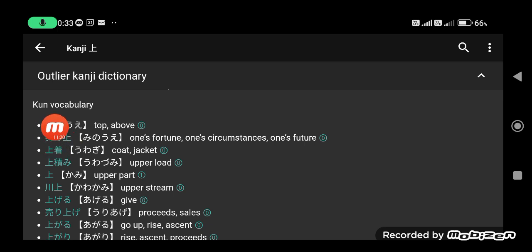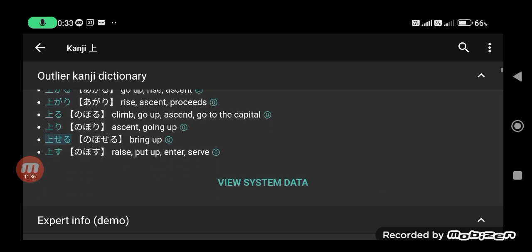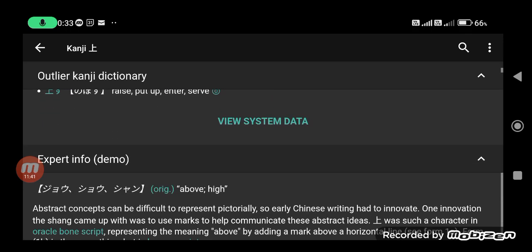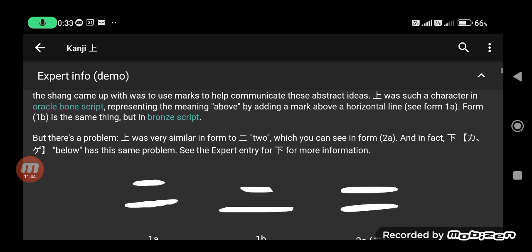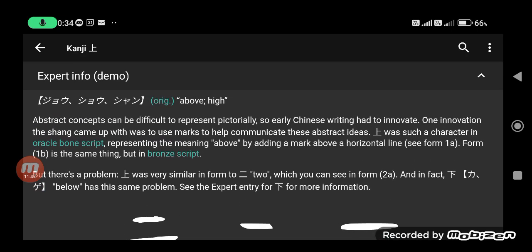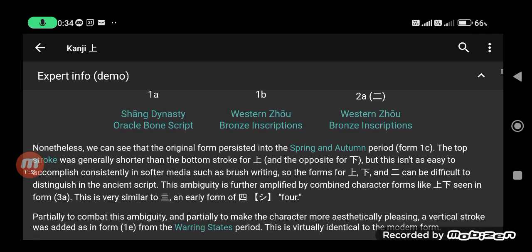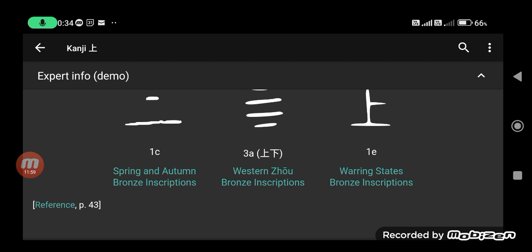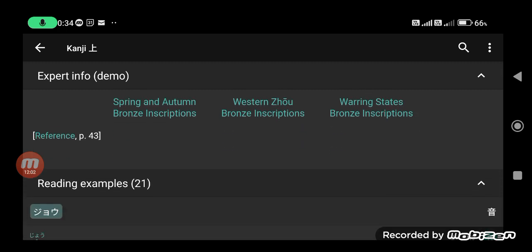So kunyomi, vocabulary. So uwe, top, above. Mi no uwe, one's fortune, one's circumstances, one's future. Uwagi, coat, jacket. Let's go to the more detailed one. But you may screenshot this, but I am more contented with the more detailed version. So these are the origin, the history since the Shang Dynasty. But let us skip this lengthy history. So you see, it came from the Autumn Bronze inscriptions from the warring states.